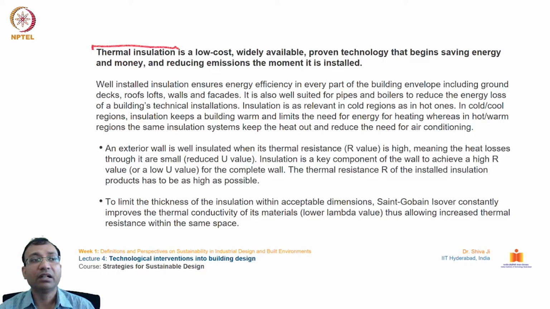So how can this be done? You see there are two points over here. An exterior wall is well insulated when its thermal resistance, the R value, is high, meaning the heat losses through it are small, a reduced U value.